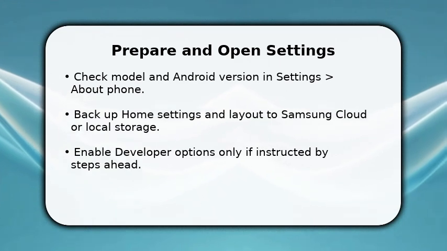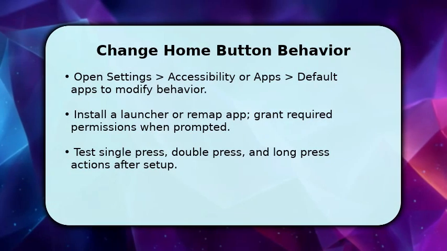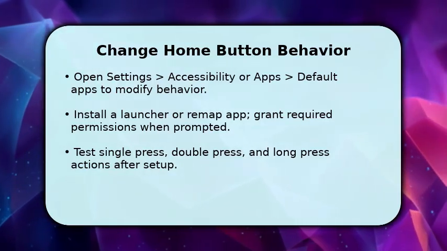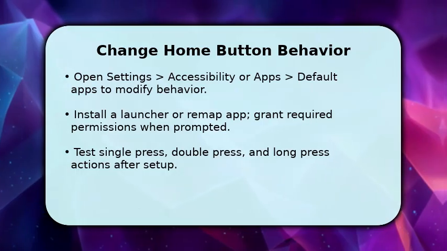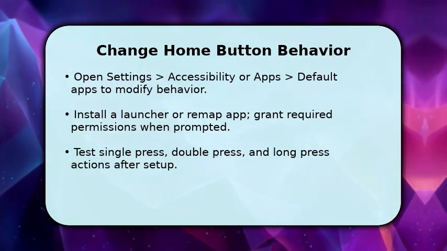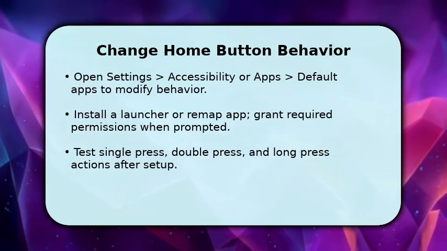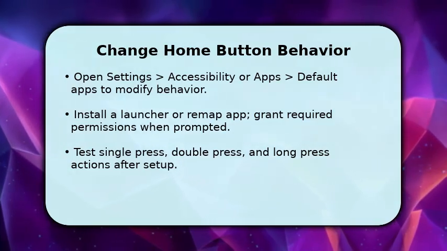You'll now change how the Home button behaves by navigating to Settings, depending on model. Use accessibility for button shortcuts or default apps to switch the launcher. Install a reputable launcher or a dedicated remapper and grant the app device and accessibility permissions. This lets the app intercept presses.